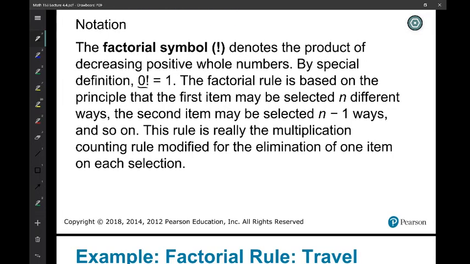So the factorial rule is based on the principle that the first item may be selected in n different ways, and the second item may be selected in n minus 1 ways, and so on. This rule is really the multiplication counting rule, but it's modified for the elimination of one possibility or item on each change of event.